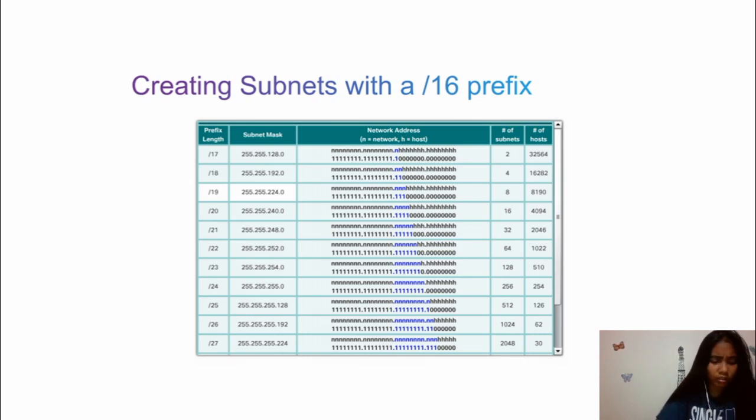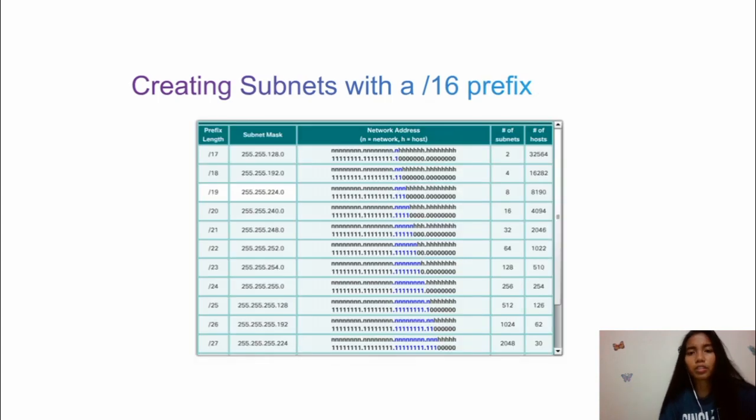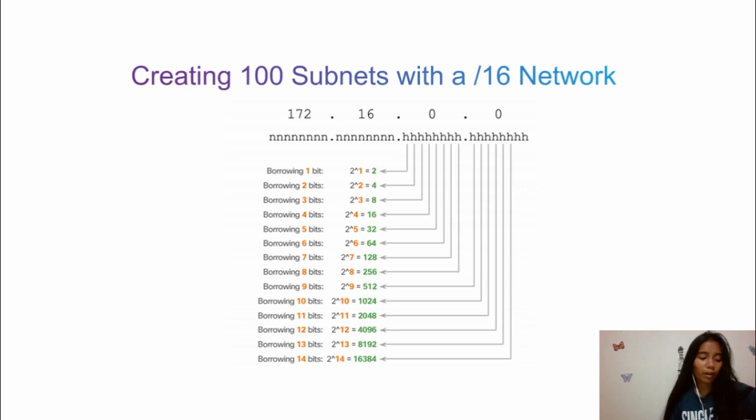For the next one, we have creating subnets with a /16 network. First we had just a /16 prefix, and now we have a /16 network. We'll be borrowing 1 bit to 14 bits, and you just raise 2 by the number of bits. So we have 2 raised to 1, 2 raised to 2, 2 raised to 3, 2 raised to 4, 2 raised to 5, 2 raised to 6, and so on until it reaches 2 raised to 14. That is the answer for the bits borrowed.